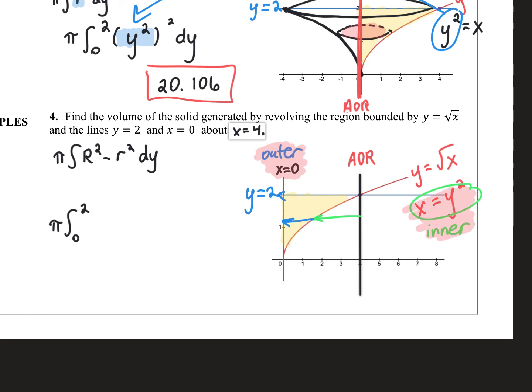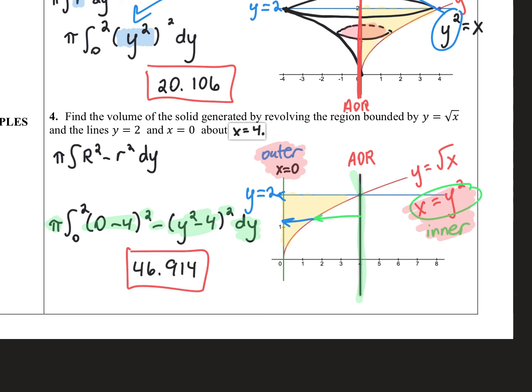And I also need to account for the fact that my axis of rotation is at x equals 4 as well. So I'm going to start with my outer, which is x equals 0. I'm going to subtract my axis of rotation. And then I take my curve that's rotating on the inside, which is y squared, subtract my axis of rotation and square that. And when you look, my integral just says pi, my outer radius squared minus my inner radius squared, and then dy because I have this vertical axis of rotation. Putting that in my calculator gives me my final volume of 46.914.